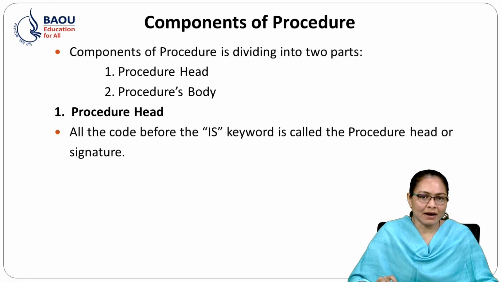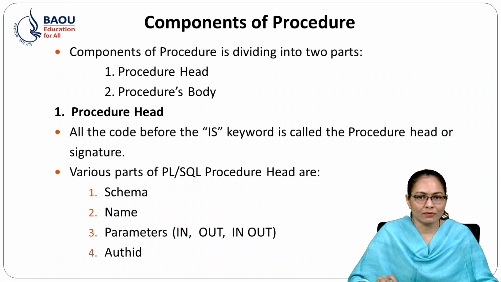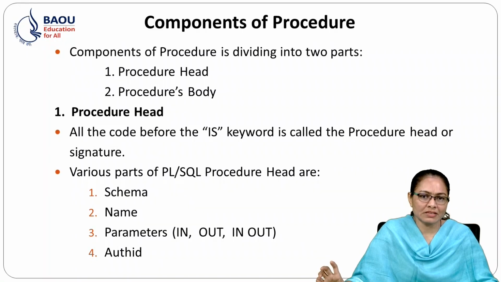Now the various parts of the PL/SQL procedure head are, first of all, the schema. This is an optional parameter. It defines the schema name in which the procedure will be created. The default schema is the current user. If we specify a different user, then the other user must have privileges to create the procedure in his or her schema.